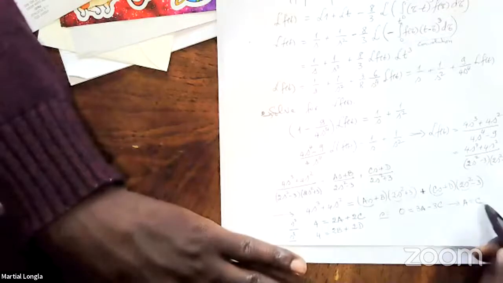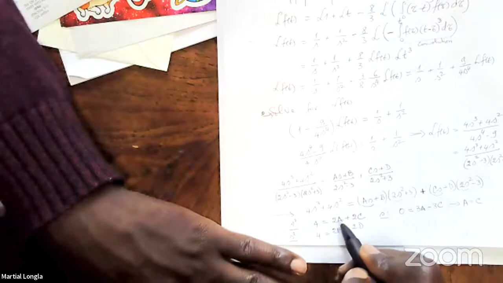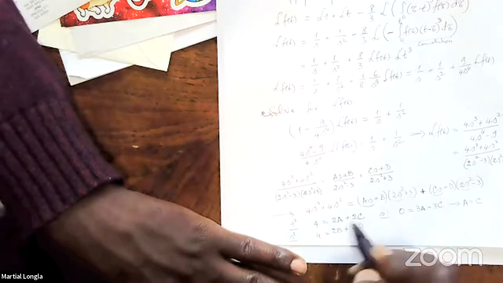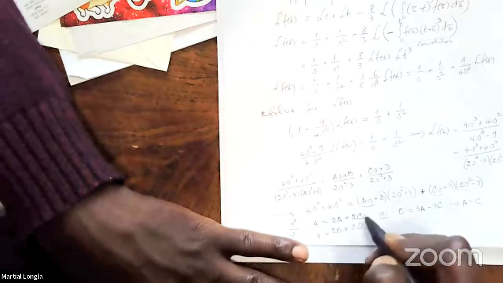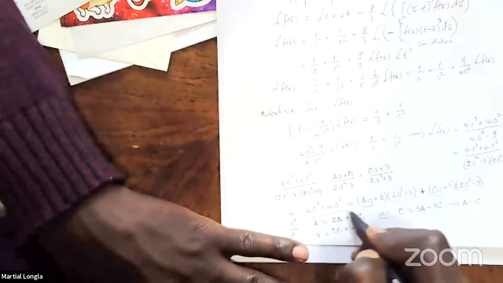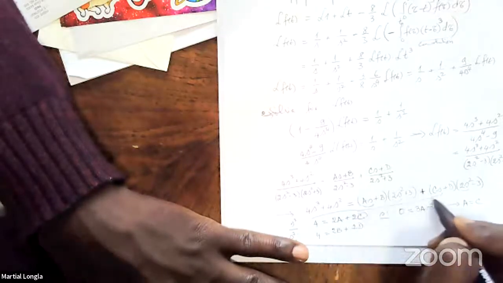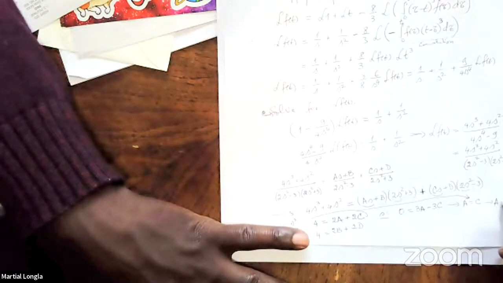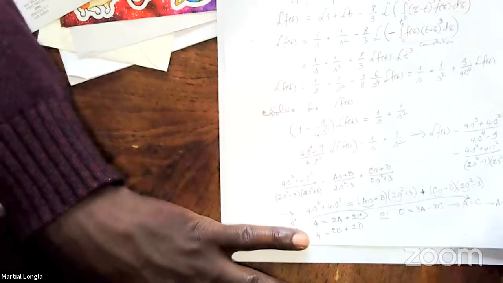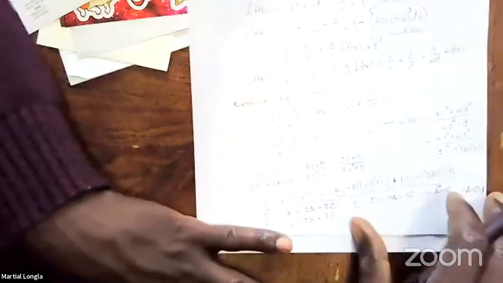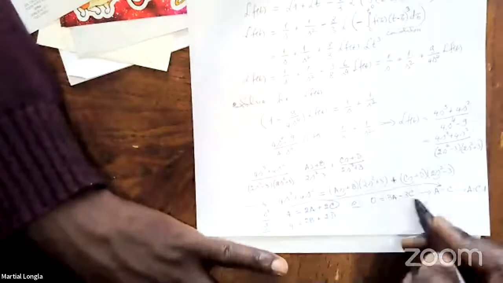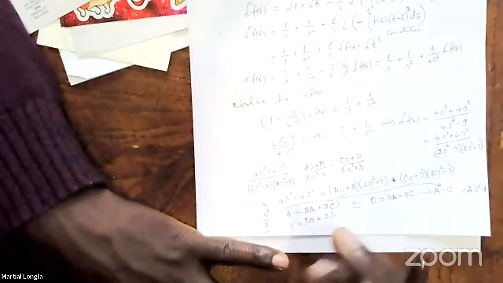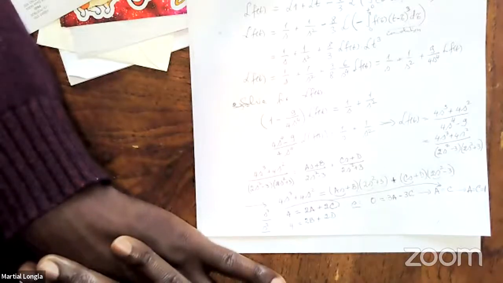And so a is equal to c, and 2a plus 2c equals 4. So if you take this equation together with this, that leads to a equals c equals 1, because a is equal to c and a plus c is 2. Does that make sense?